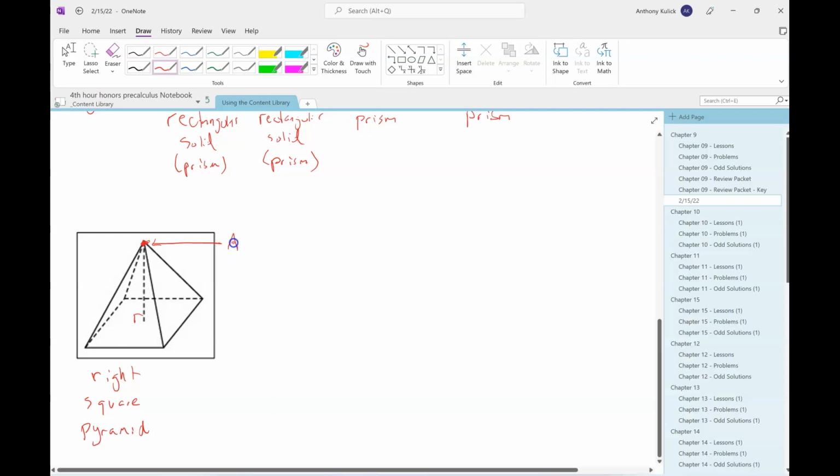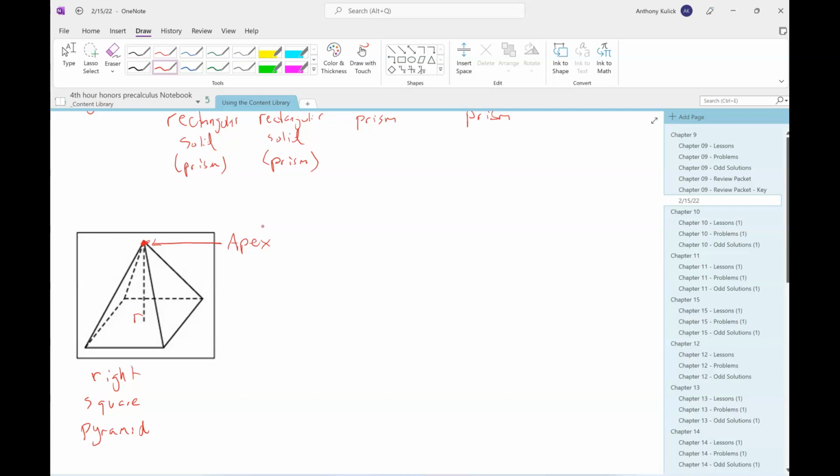This point up here is called the apex. Again, Mr. Kulik is not going to ask you vocab questions on the test, but if we give you a story problem in words and it talks about the apex of a pyramid, you've got to know that's just the point. Just functional knowledge of the vocab. We're not going to have a vocab test in here. If we're in geometry and we're proving stuff, then yes, you've got to know the vocabulary to prove stuff. We're not proving anything in here. We're just calculating stuff.